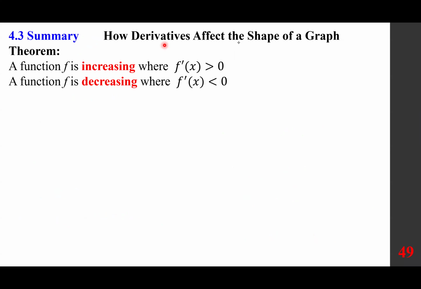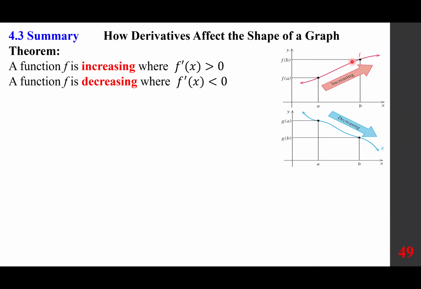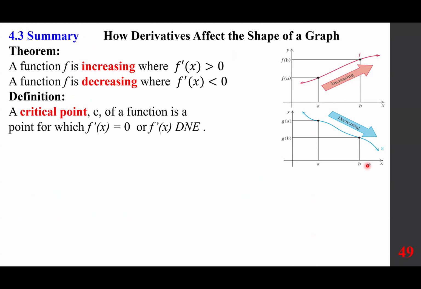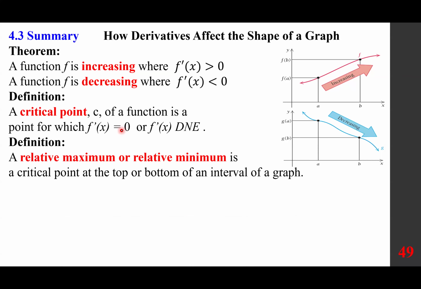All right, 4.3 summary, how derivatives affect the shape of a graph. Theorem: a function is increasing where f prime is positive. A function is decreasing where f prime is negative, meaning if you look at this function, the curve almost looks like a line with a positive slope increasing, with a negative slope decreasing. A critical point c of a function is a point for which f prime is 0 or f prime DNE, does not exist. A relative maximum or relative minimum is a critical point at the top or bottom of an interval of a graph.